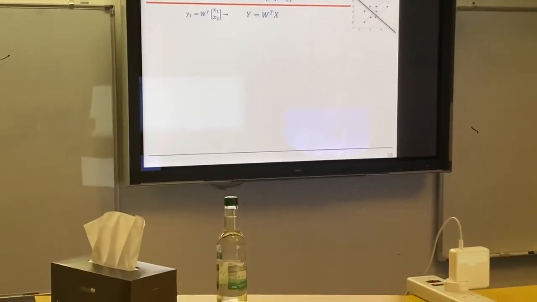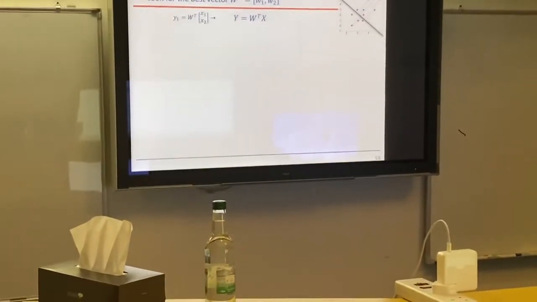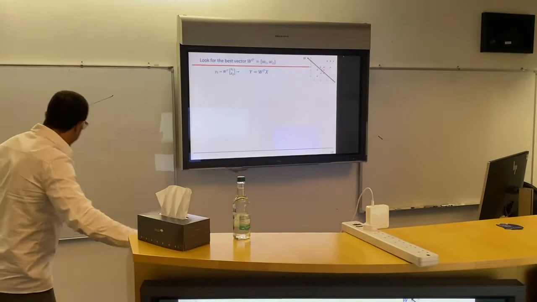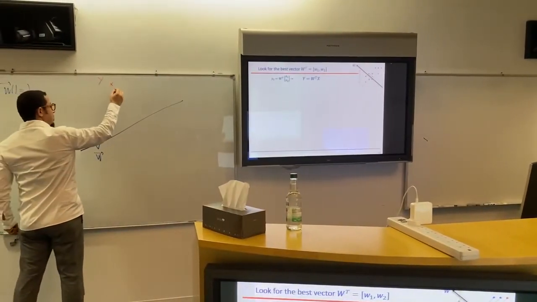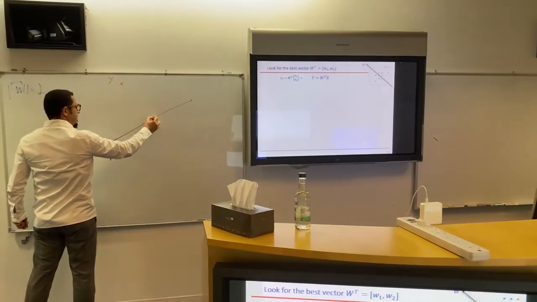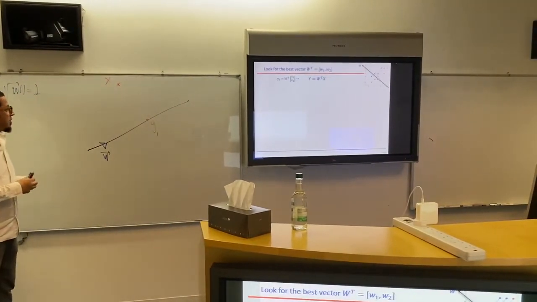What is W, please? It should be a unit vector, right? Yes or no? Take any point x here, any point here, x. I want to do the orthogonal projection, this one. This one will be my y1. How do I get the value of this one, please?